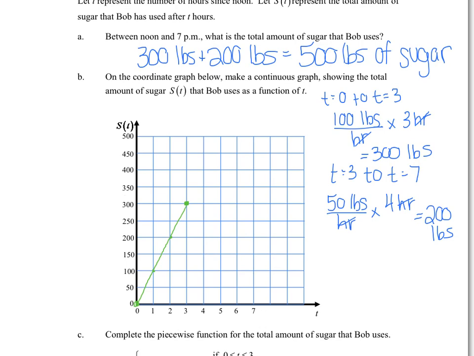For the second part, from t equals 3 to t equals 7, he uses 200 pounds of sugar. So if he starts at 300, 300 plus 200 is 500, so he's up here. But we also can use our slope of 50 and see up 50 over 1, up 50 over 1, up 50 over 1, up 50 over 1. So it's going to give us these points, which gives us this part of the graph. And that is our continuous graph showing the total amount of sugar, S of t, that Bob uses as a function of t.